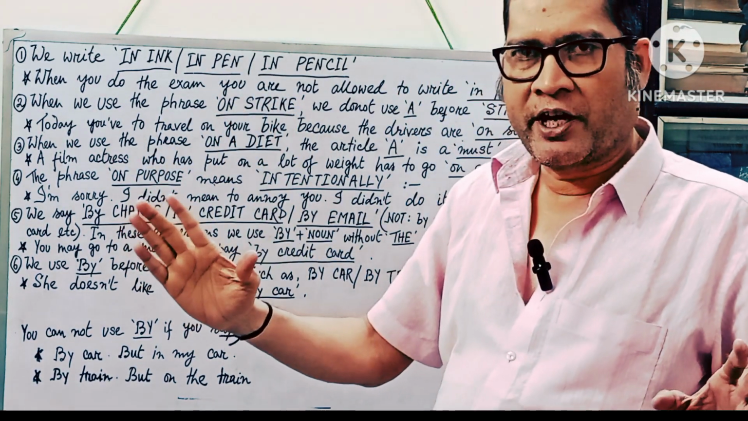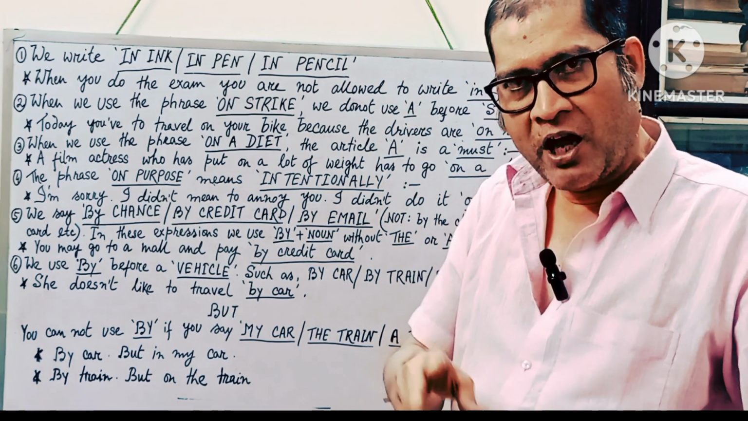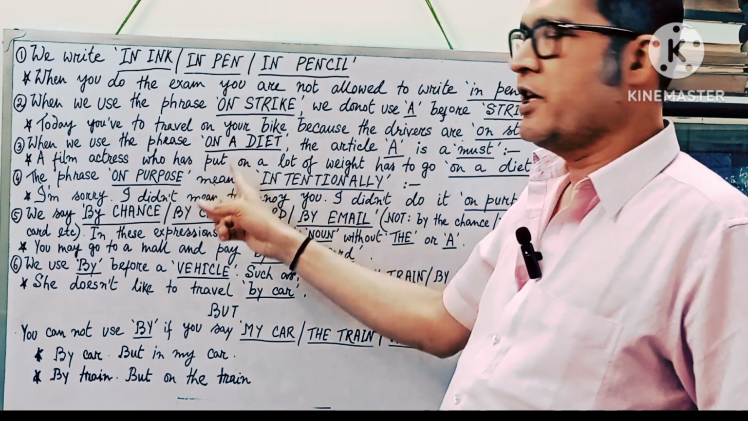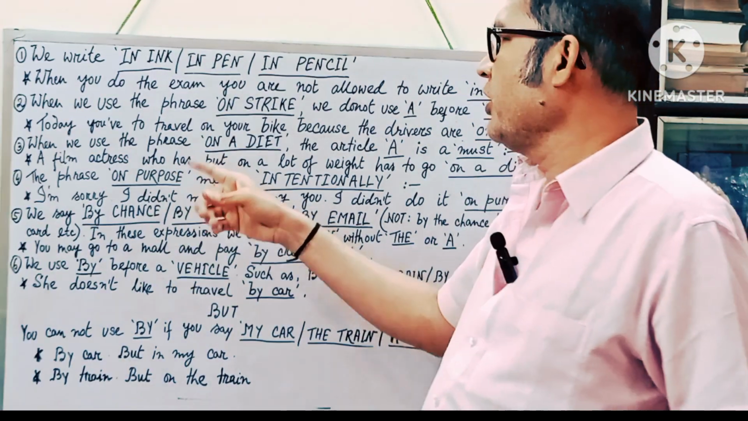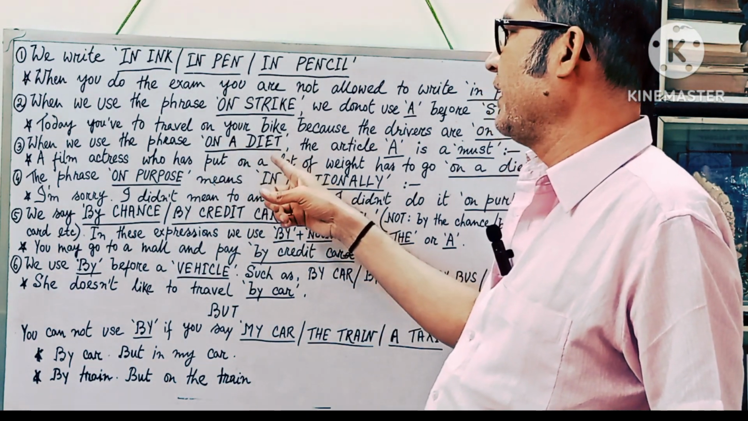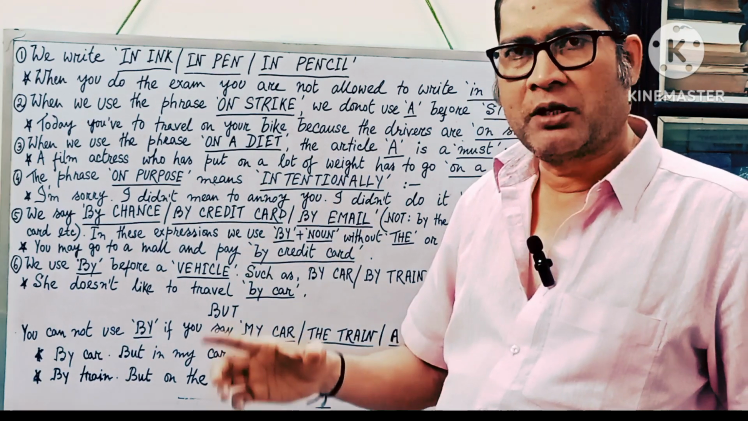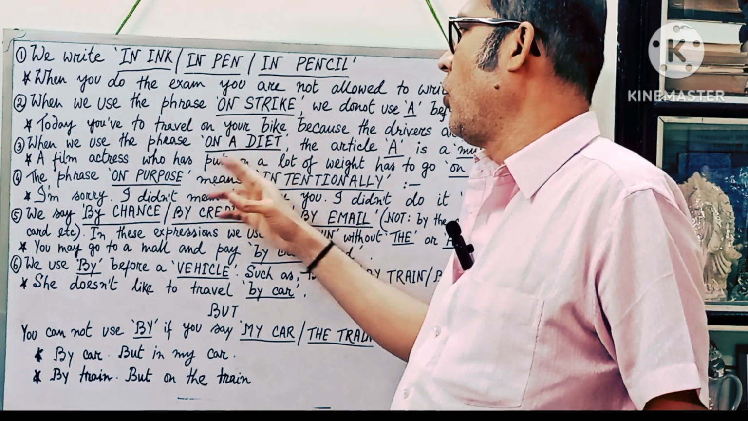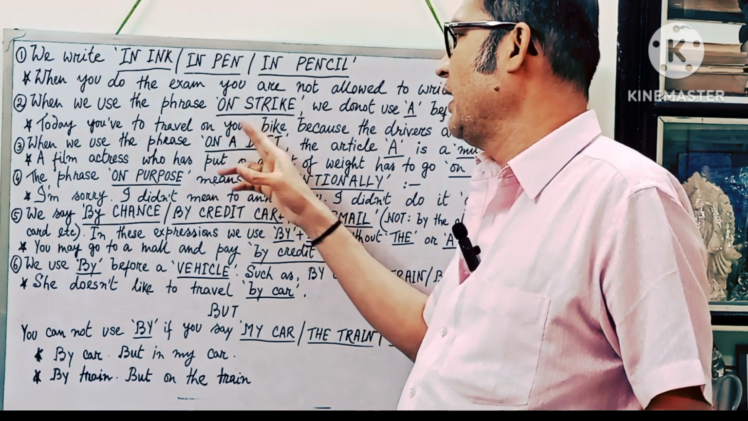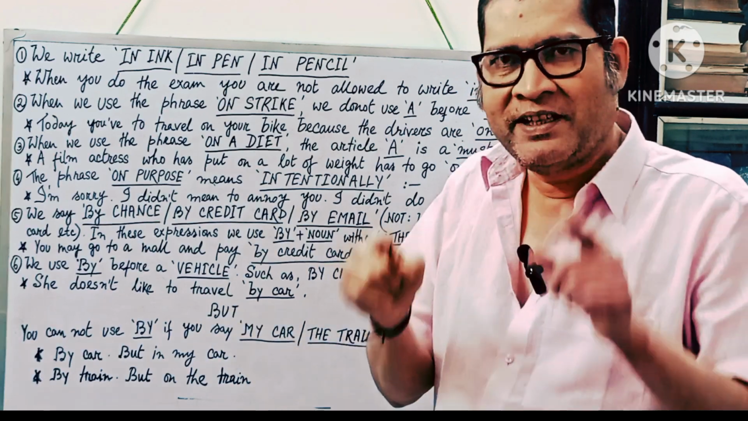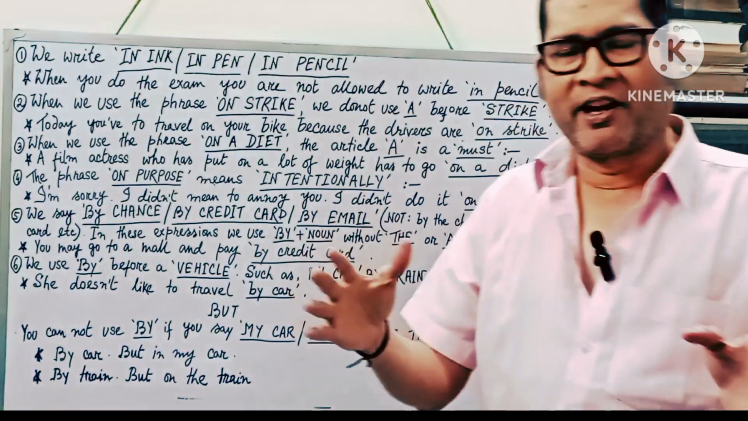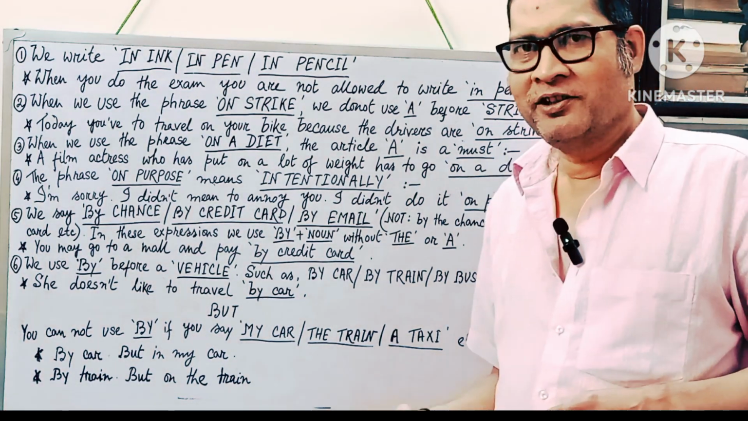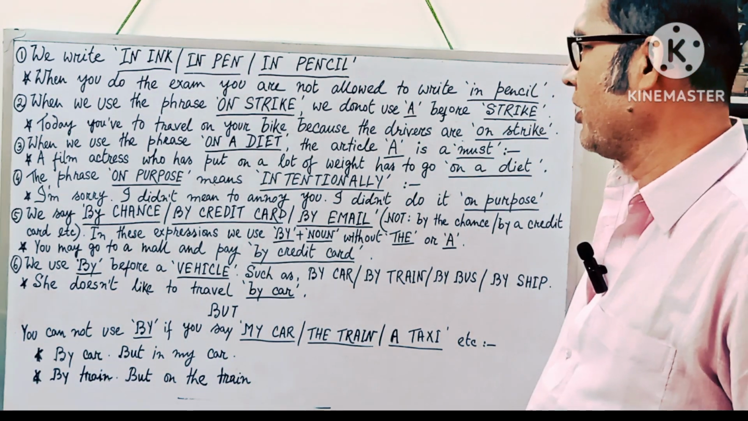Next, the peculiarity of English I'm going to bring to your notice now very soon. See, when we use the phrase, next we are going to use another phrase. And what is that? On a diet. Diet is also a countable common noun. But in this phrase, we are using on a diet. We are using the article a. And that is the strangeness, that is the peculiarity of the English grammar. Don't you feel so? If you agree with me, write down in the comment box.